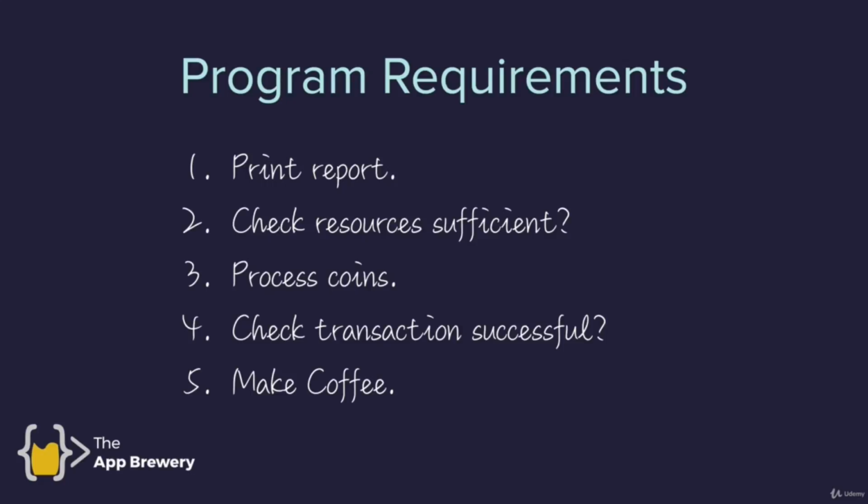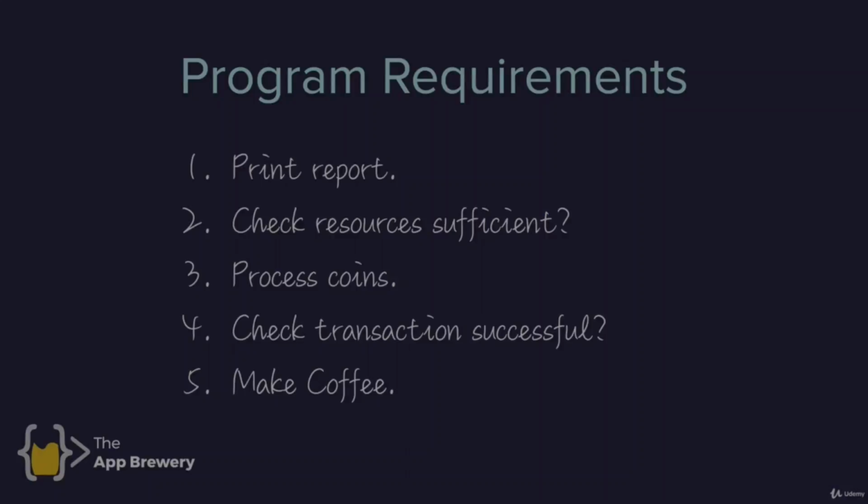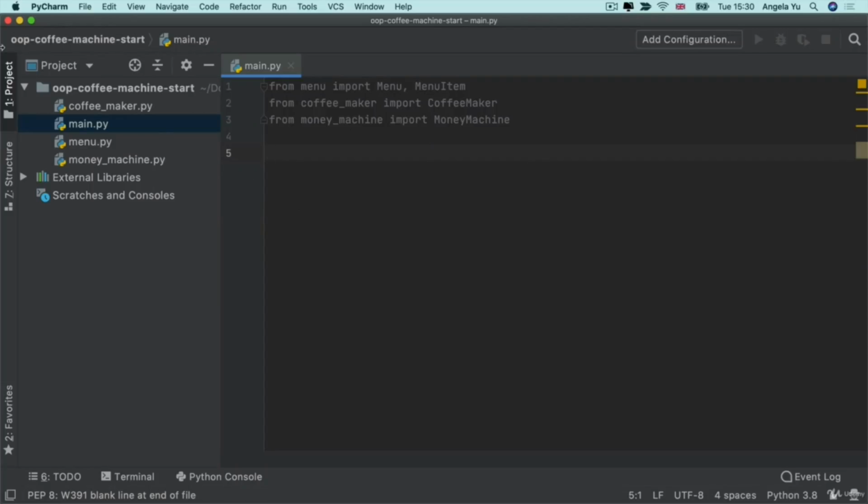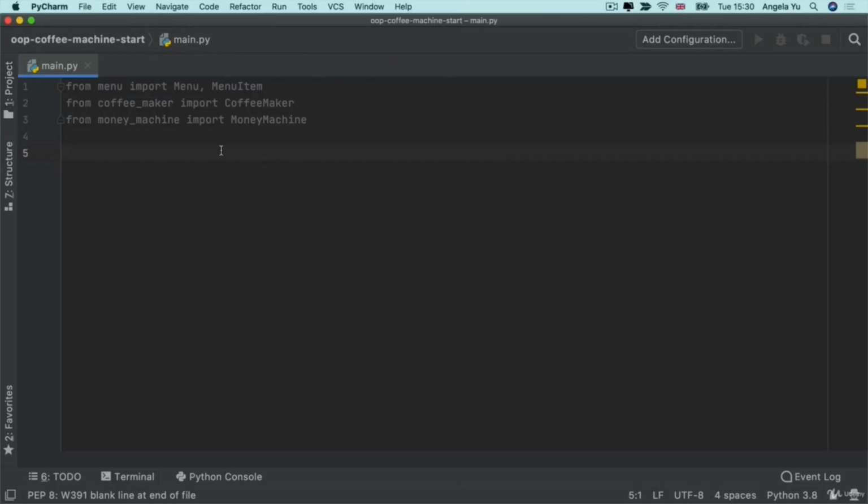So the first thing is to print a report for all of the current resources in the coffee machine. Back in PyCharm, I'm actually going to collapse this entire project folder because I'm not going to be writing any code other than inside main.py.